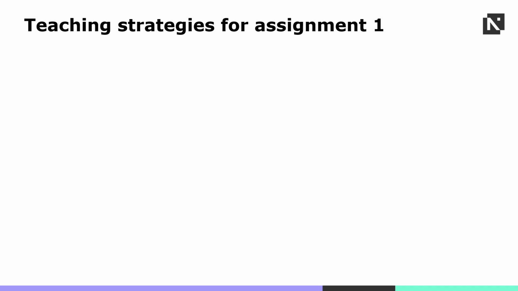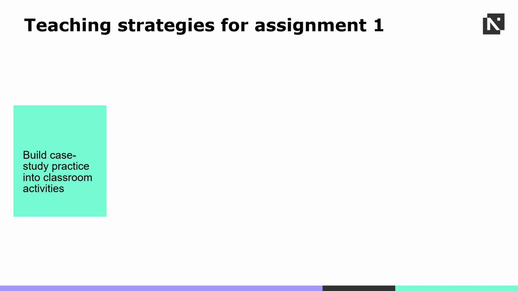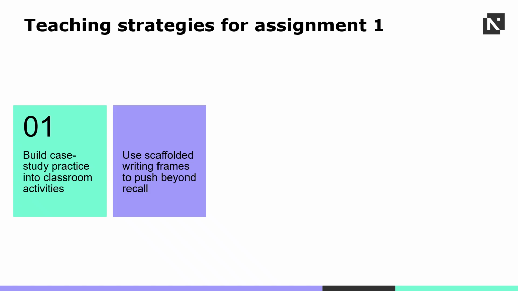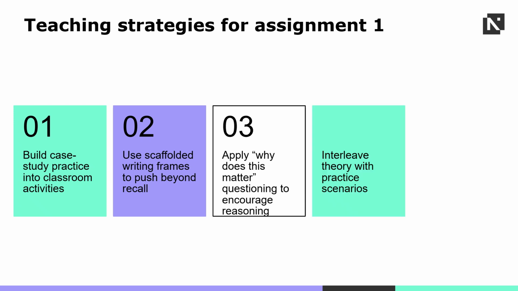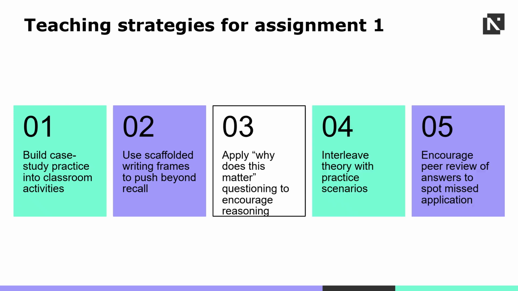So to strengthen assignment 1 performance, teaching should blend knowledge recall with application. Case studies are an effective way to do this. Scaffold writing frames can push learners beyond recall into explanation and reasoning. Interleaving theory with practical scenarios and encouraging peer reviews will also help students to spot gaps in their own application.